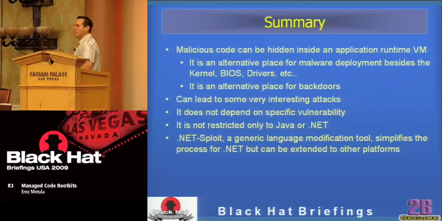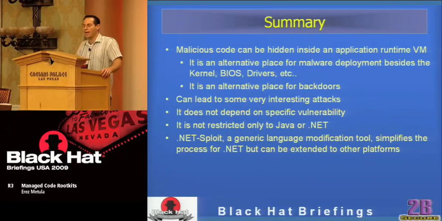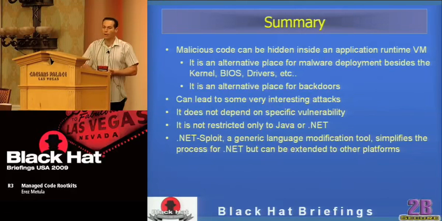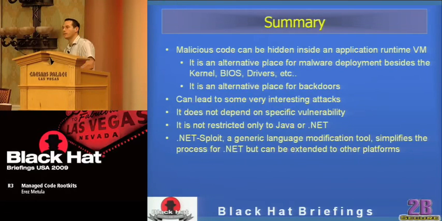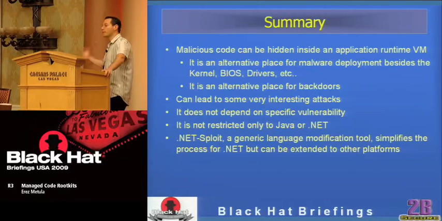To summarize it and leave some time for questions, we've seen that malicious code can be hidden inside an application-level virtual machine. We talked about it as an alternative place for hiding malicious code, besides the kernel level, the BIOS, drivers and stuff like that. We are talking here about application level malware, application level rootkits, as an alternative place for backdoors. Remember the example I told you about developers' backdoors? It happens. Malicious developers hide backdoors inside code, especially developers who are developing a very sensitive application, a finance application, a military application, stuff like that.